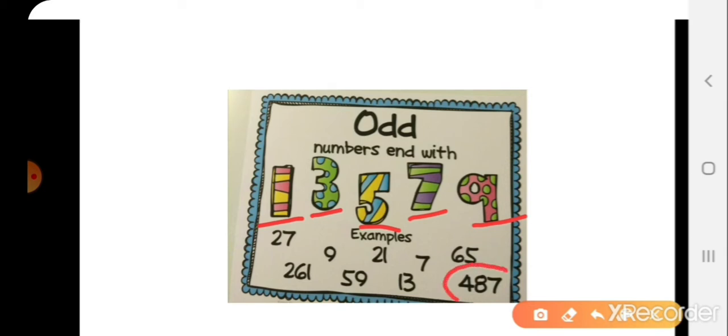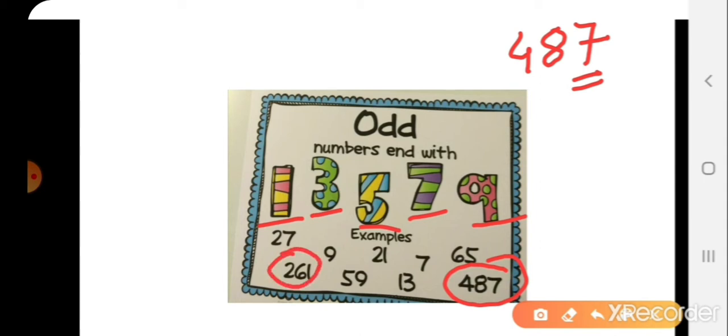Is this number an odd number? Yes, 487 is an odd number because it is ending with the digit 7. Is this number an odd number? Yes, 261 is an odd number because it is ending with the digit 1.